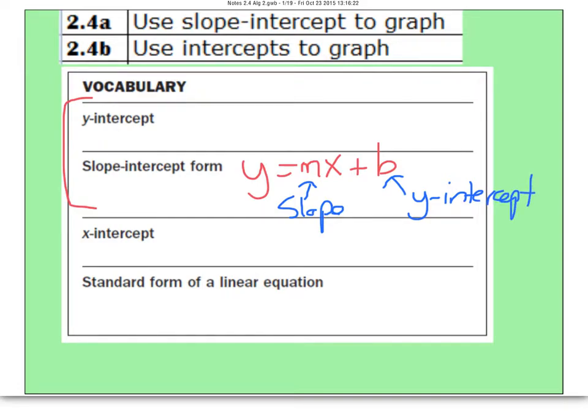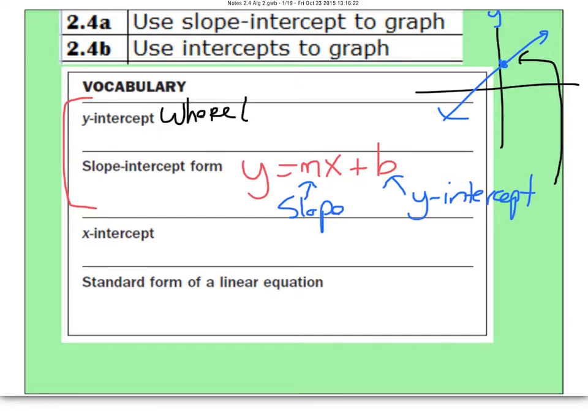If I look at a picture of a graph of a line right here, the y-intercept, be careful, is right here where it crosses the y-axis. So that is what we call the y-intercept right there. And remember, again, the slope shows us the steepness. So we're defining y-intercept as where the line crosses the y-axis.